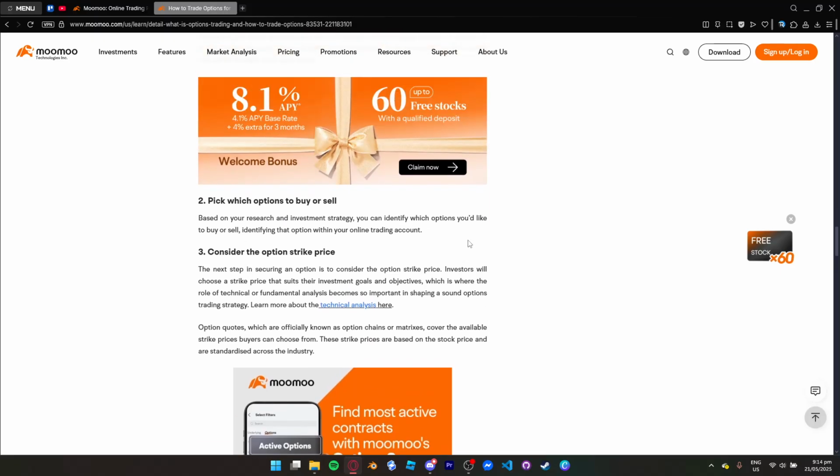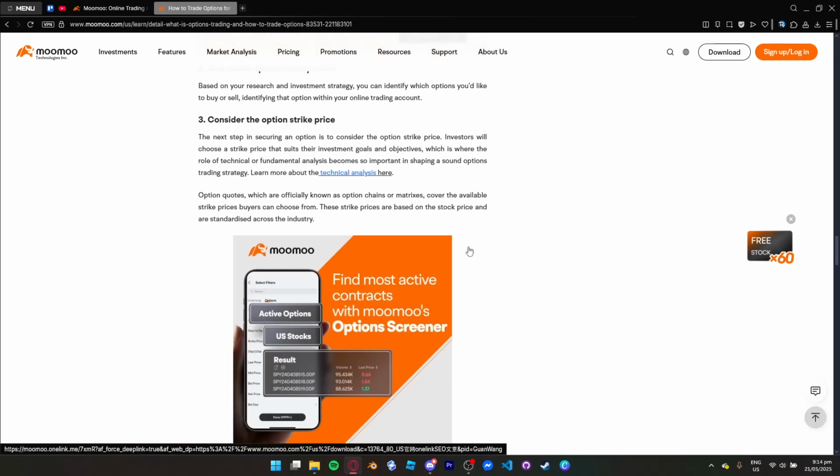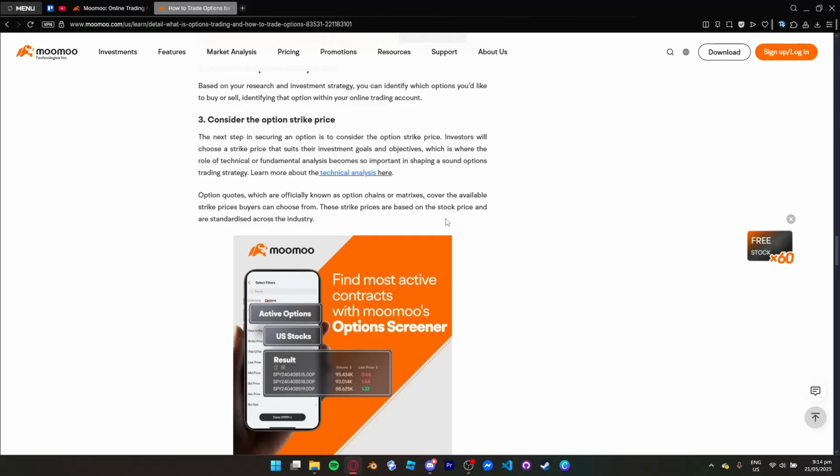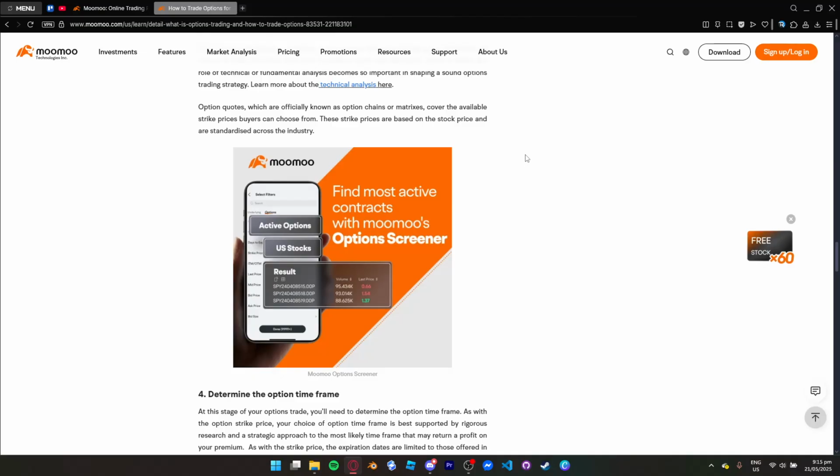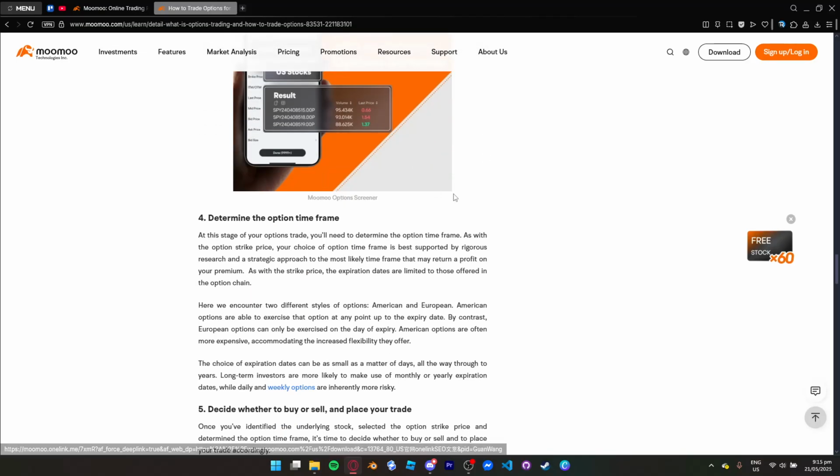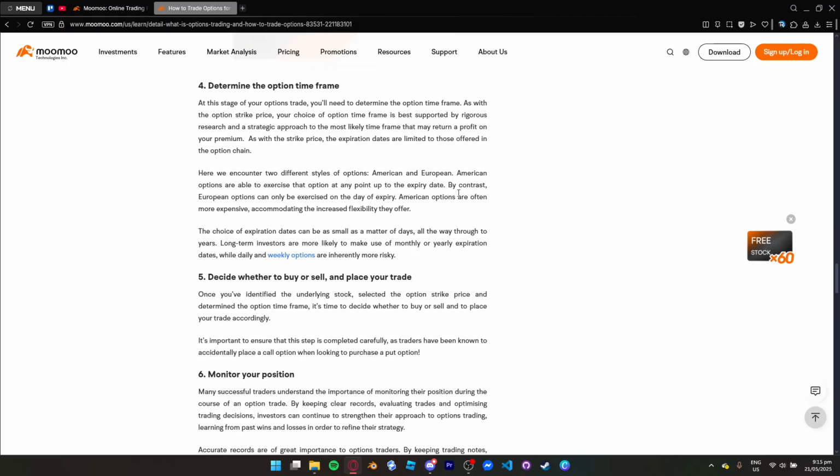Then step 3 is consider the option strike price. So the next step in securing an option is to consider the option strike price. Investors will choose a strike price that suits their investment goals and objectives. Which is where the role of technical or fundamental analysis becomes so important in shaping a sound options trading strategy. And option chains, which are officially known as option chains or matrix, cover the available strike prices buyers can choose from.